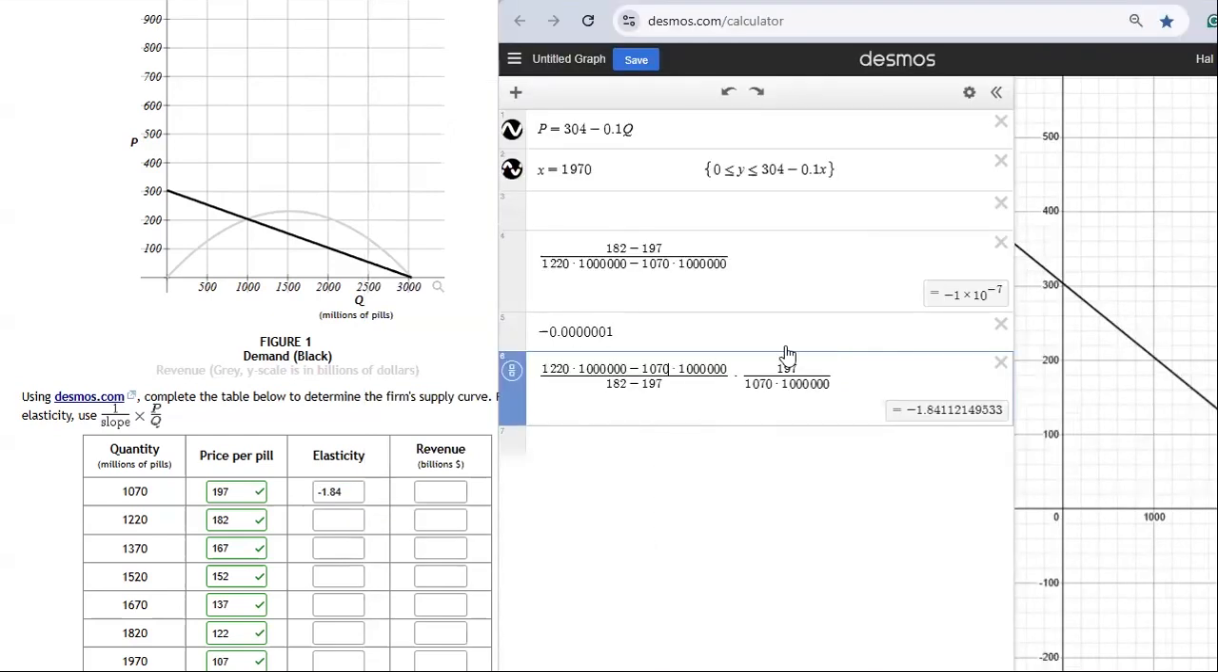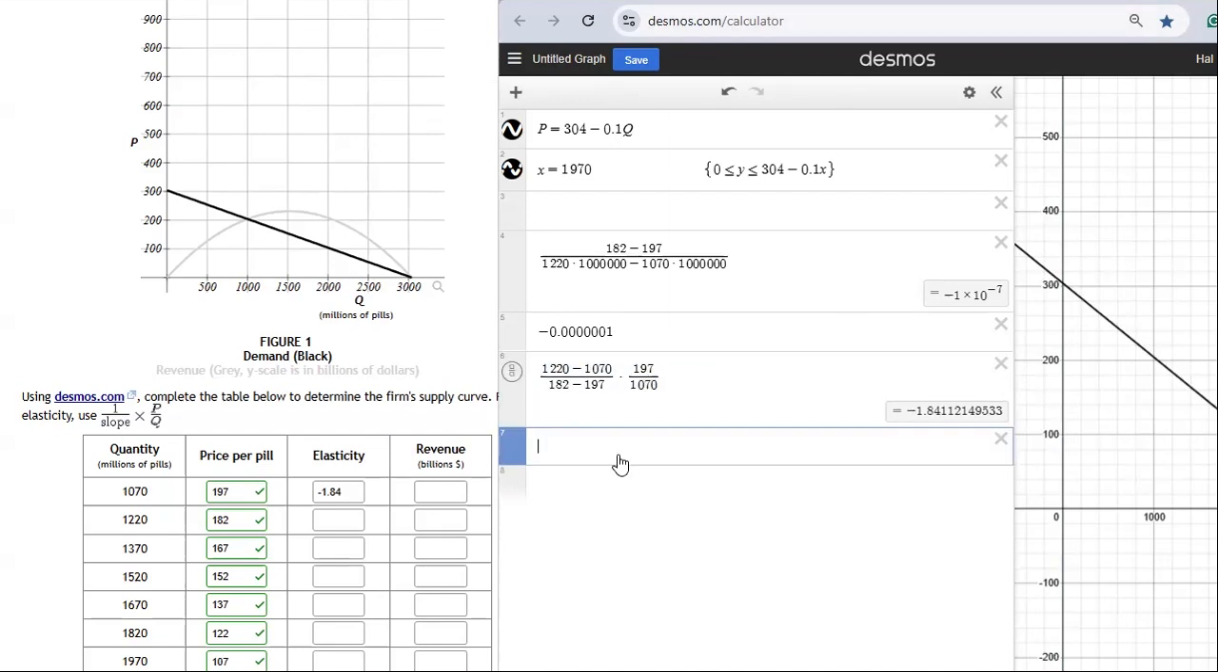But notice what I can do here. I can factor out 1 million in this difference. And what happens? I get the same exact number, negative 1.84. Now I have 1 million here, and I have 1 million here. 1 million divided by 1 million is 1. So I factored 1 million out of the numerator here, and I canceled it with 1 million that was multiplied by this. My elasticity is still negative 1.84.